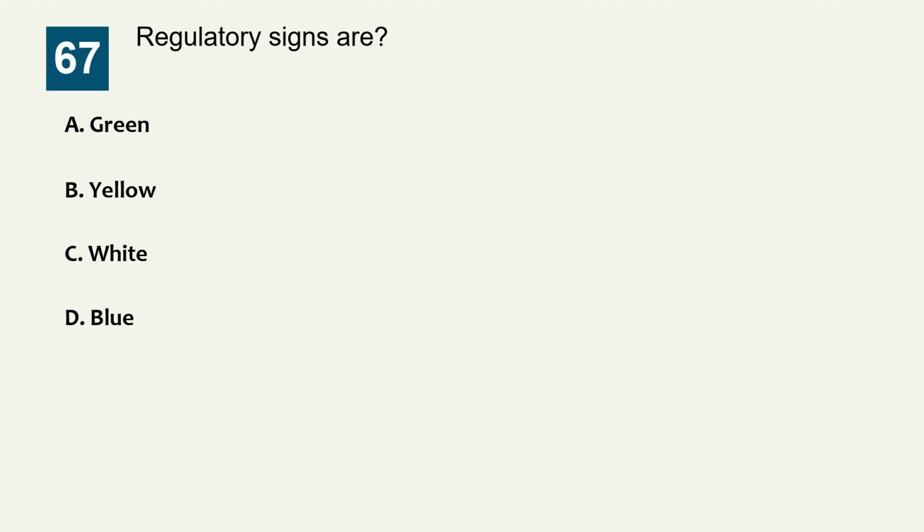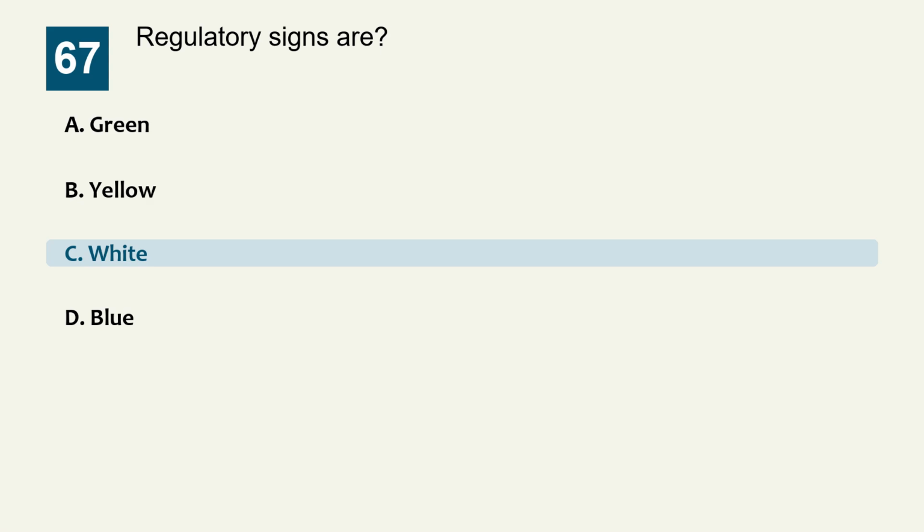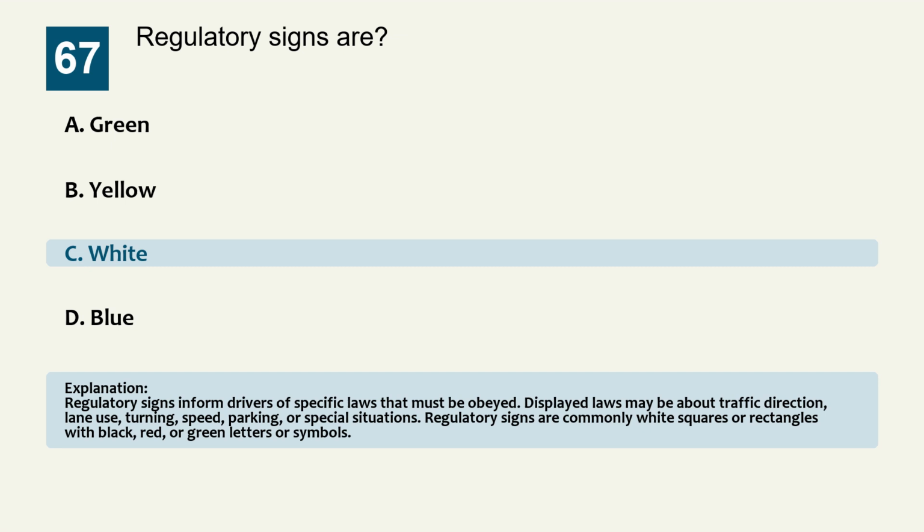Question 67. Regulatory signs are option A, green, option B, yellow, option C, white, option D, blue. The correct answer is option C. Why? Regulatory signs inform drivers of specific laws that must be obeyed. Displayed laws may be about traffic direction, lane use, turning, speed, parking, or special situations. Regulatory signs are commonly white squares or rectangles with black, red, or green letters or symbols.